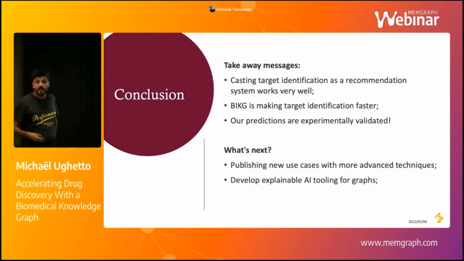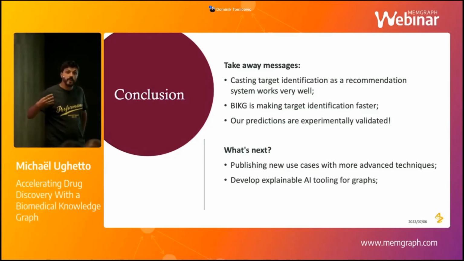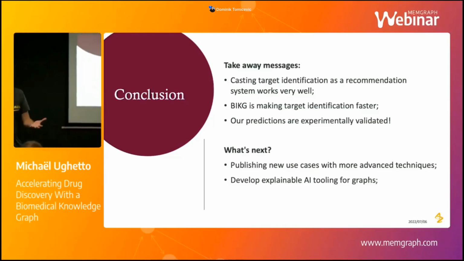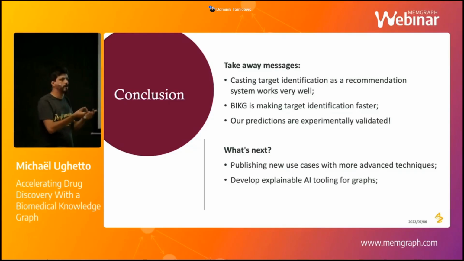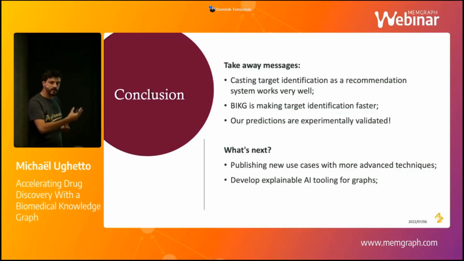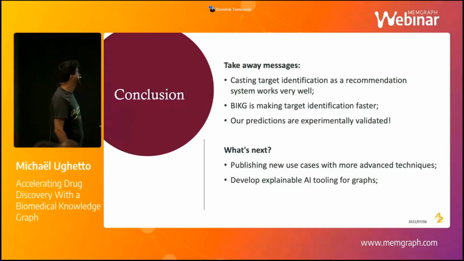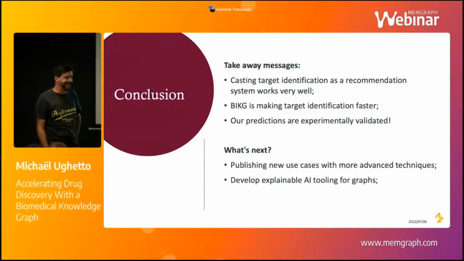We made the target identification faster because instead of interacting with 3,000 genes every time, we were showing them like 50 genes, and they were able to recognize them and check in the literature quickly. So it was a very good experience, I think, for them. And finally, things that were validated. So it's all good.